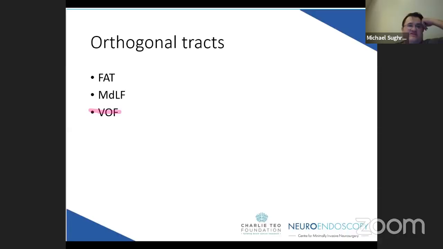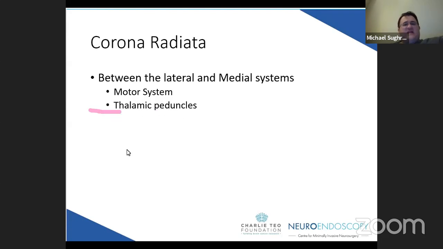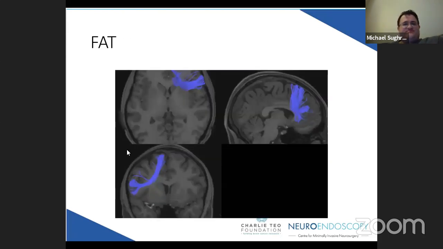I think that they basically work as orthogonal tracks because they don't really run anterior-posterior. They cross the systems, and they're the only exceptions to the system rule. And then you have the medial systems, the cingulum, the fornix, and the corpus callosum, and I'll show you the relationships. And then everything between them is the motor system and the thalamic peduncles.